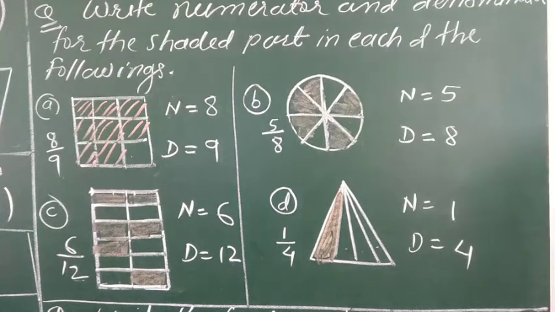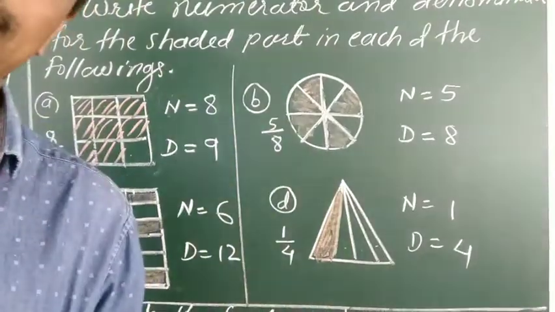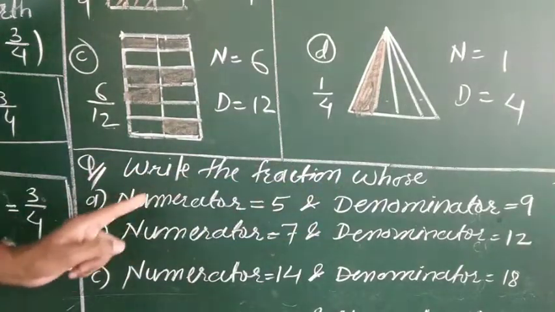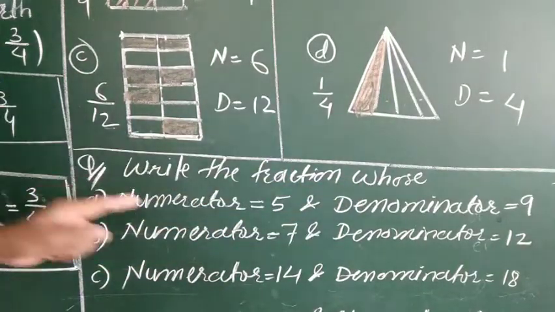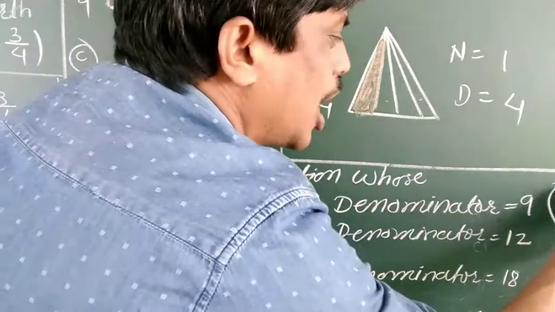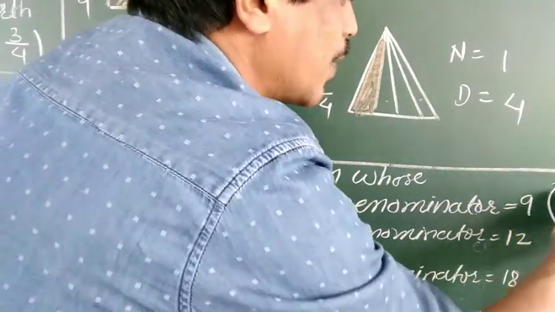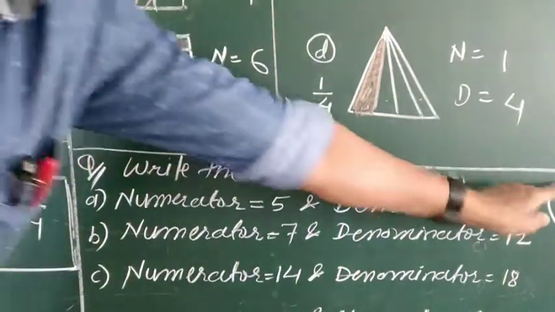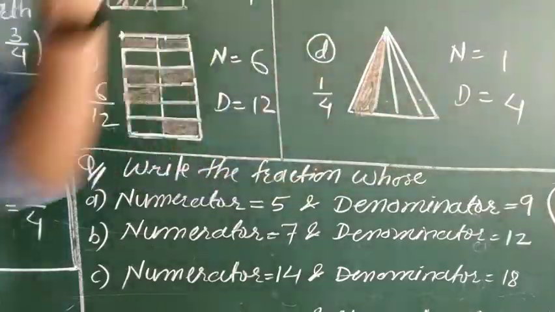Now next one. Now today's last question देखिए. See, it is the last question. Now here we have to write the fraction whose numerator and denominator are given. So see, numerator is 5 and denominator is 9. So मैंने आपको पहले ही कहा था बेटा, upper part is numerator, it is 5 and it is denominator. 5 by 9, 5 equal parts out of 9 equal parts.